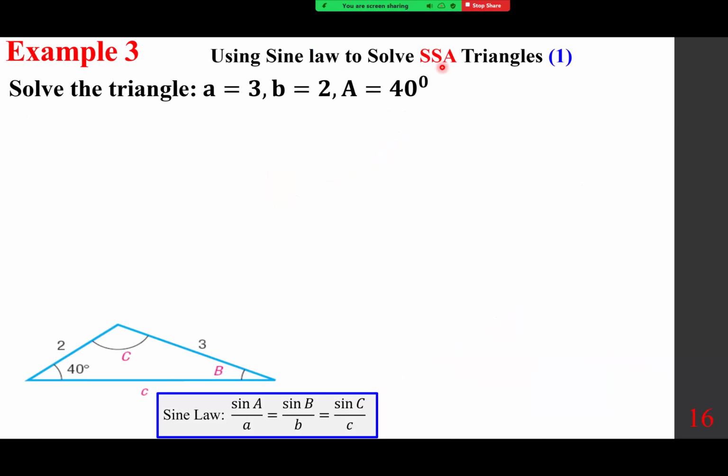Using sine law to solve an SSA triangle, and this is case one. Solve the triangle when A is 3, B is 2, A is 40 degrees. Usually you draw a triangle, they have given it to us, but it doesn't have to be to scale because we may not know what's going on. Then as we solve the triangle, we make it more precise, okay?